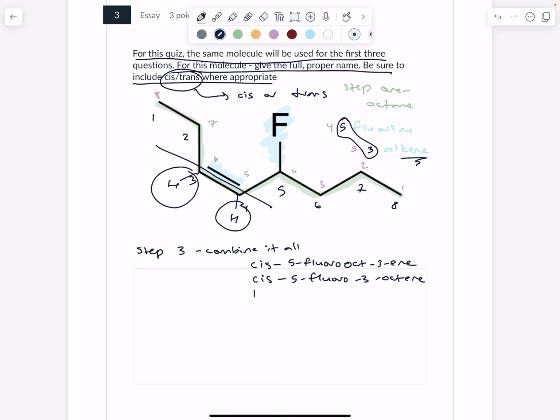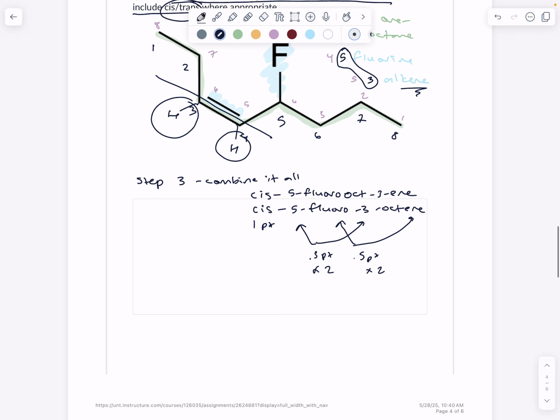So for this, you'd get 1 point for including cis or trans correctly. You'd get half a point for each of these numbers, and you'd get half a point for each of your substituents being in the right place, so before or after, and that's how we get to 3 points.